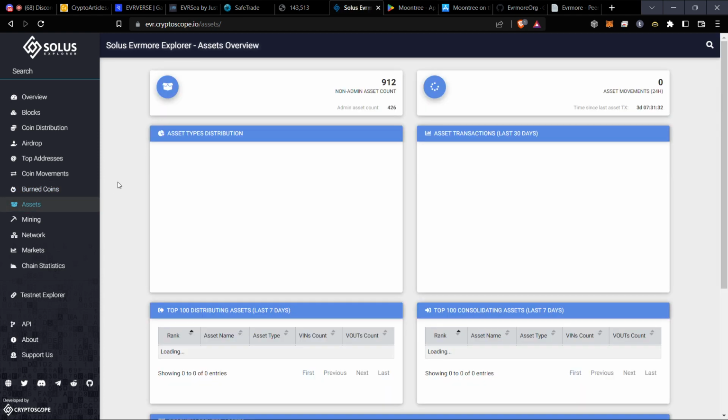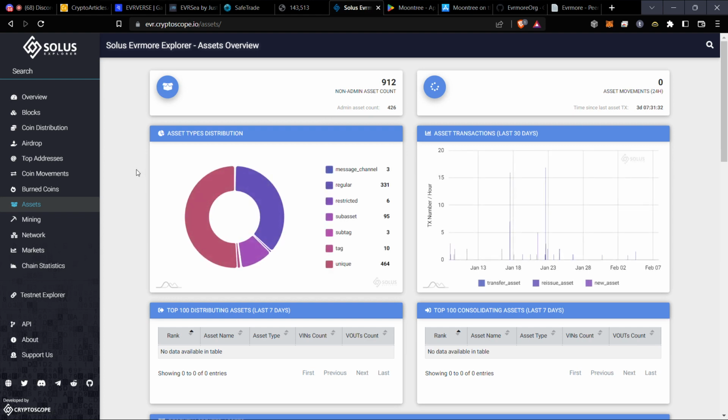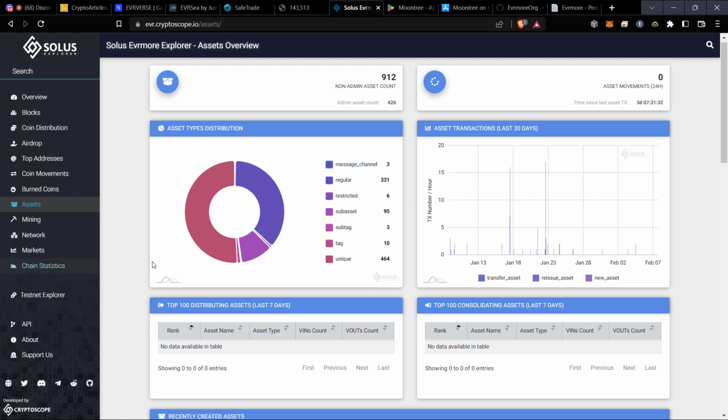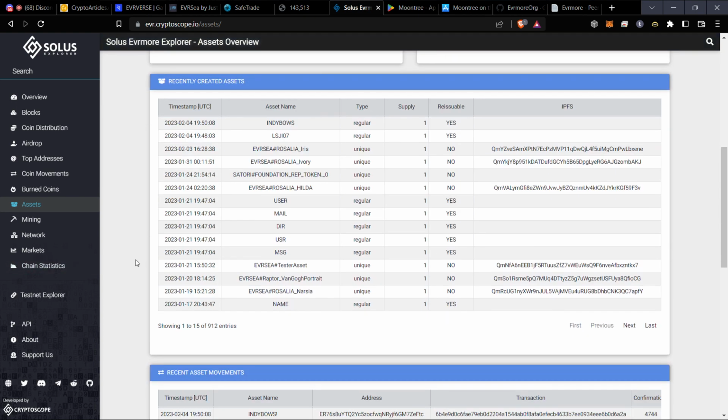Moving over to assets. There are currently 912 non-admin assets. Admin assets count is 426. And let's see, regular, 36%. What is this? Unique assets 50%. Interesting. And what's this over here? Tags 1.1%. Sub assets 10.4%. And restricted assets 0.7%. Interesting.